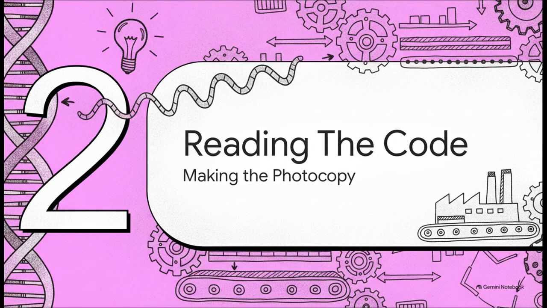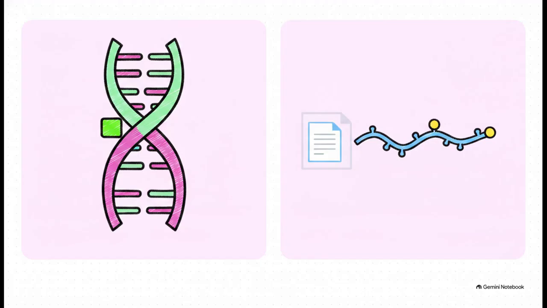Moving right along to Section 2, reading the genetic code and making the photocopy. Okay, so this brings us to a massive logistical nightmare for our cell factory. The master blueprint, the DNA, is simply too precious and, frankly, way too large to ever leave the nucleus. It can't go to the factory floor. So the cell comes up with a brilliant workaround. It makes a temporary photocopy to send out instead.